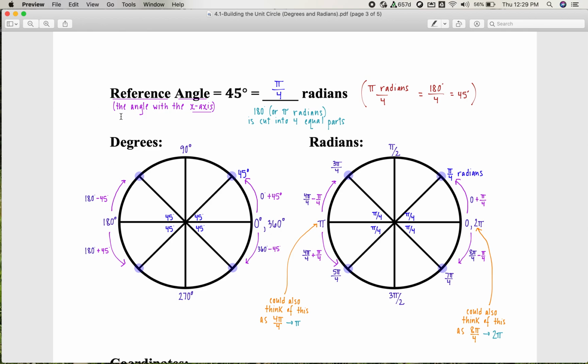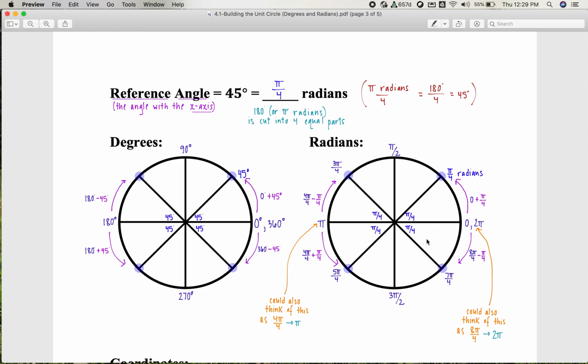So now let's focus for a minute on something called a reference angle. This is going to be the key that makes this whole unit circle start to feel like one big pattern. The reference angle is defined as the angle with the x-axis. So if I look over here at my first circle, I can think of this location right here as being 45 degrees above the x-axis. This location over here is also 45 degrees above the x-axis. And then these 2 down in quadrants 3 and 4 are 45 degrees below the x-axis. So all 4 of those spots have a reference angle of 45 degrees.